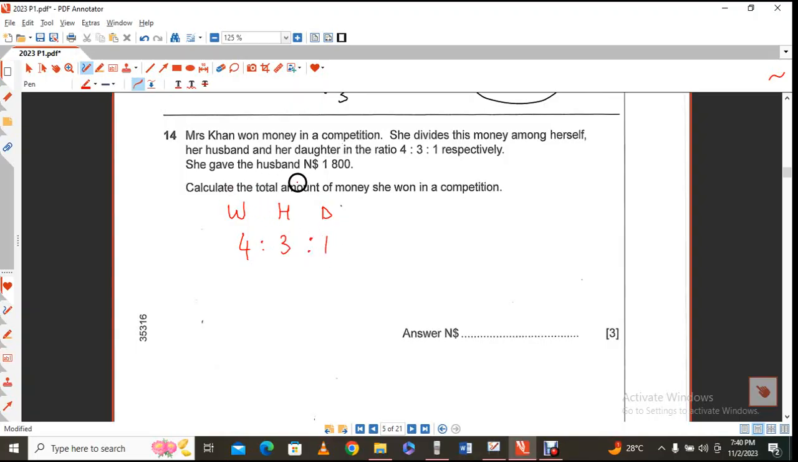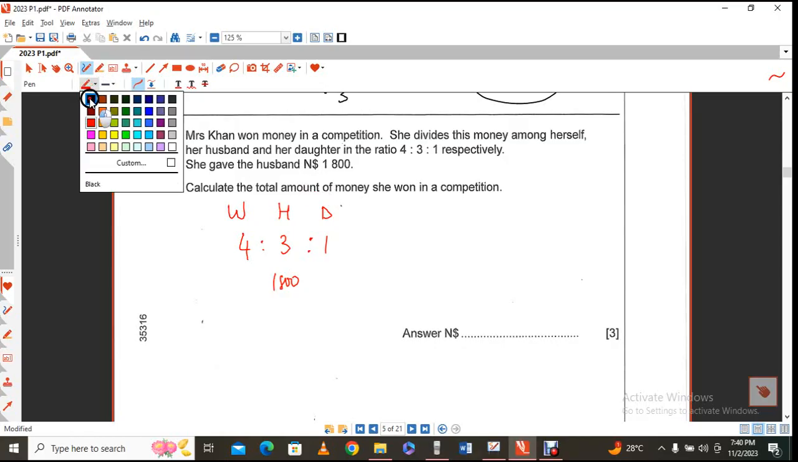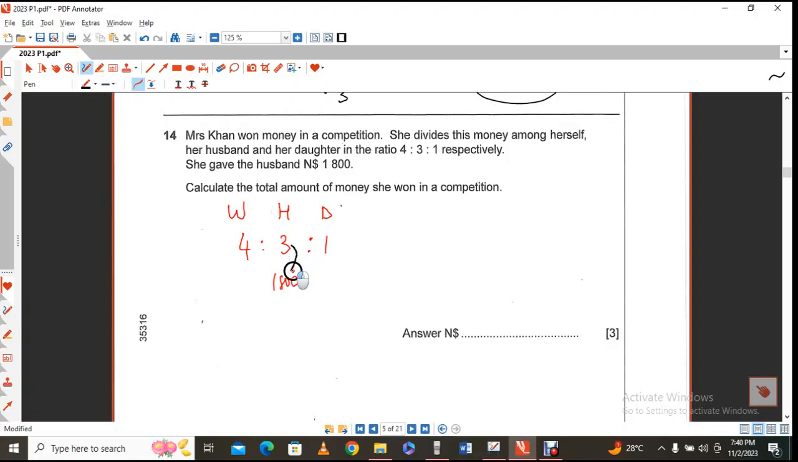Now they say the husband has 1,800, so the husband gets 1,800. Good. Now they want to find out the total amount of money that she has won in this competition. So here's the key. From 3 to 1,800, I need to find out what it increased by. It's always division, and you will realize that it's 600. So to find the amount for the wife, I must multiply 4 by 600, and 1 by 600 as well. Of course, there are many other ways that you can do so.